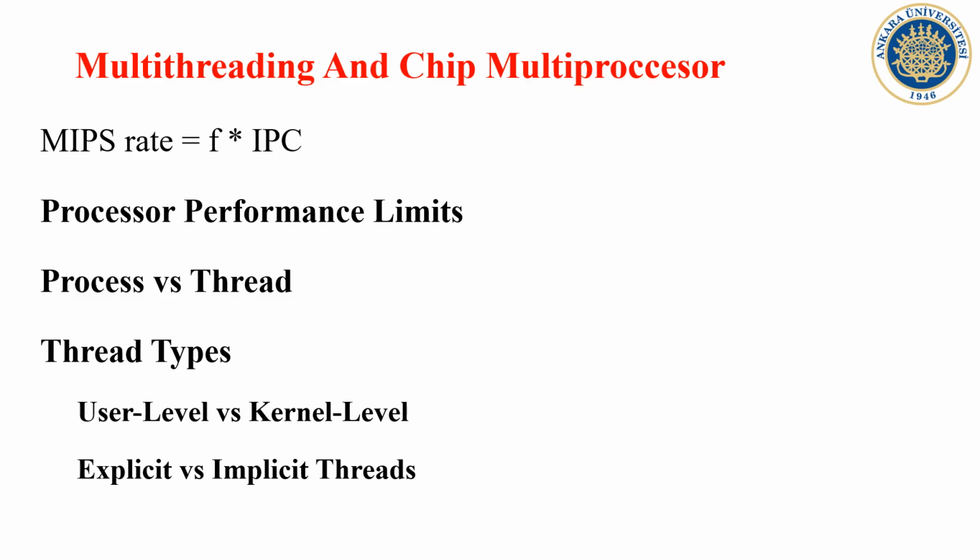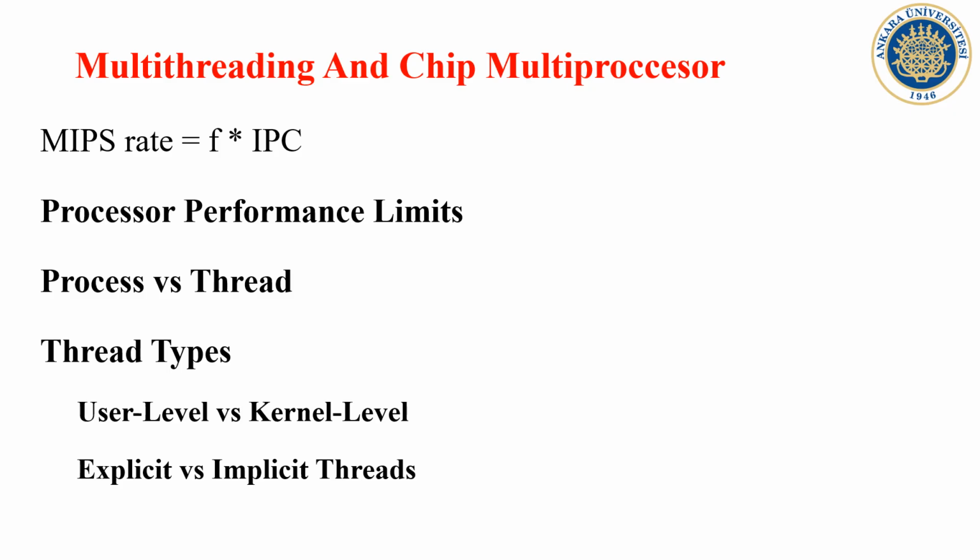A process owns resources such as memory and files, and switching between processes is expensive. A thread, on the other hand, is a small unit of execution inside a process. Threads share resources but have their own execution context, so switching between threads is much cheaper and faster. Threads can be managed in different ways. User-level threads are managed by the application, while kernel-level threads are managed by the operating system and can run on multiple processors.